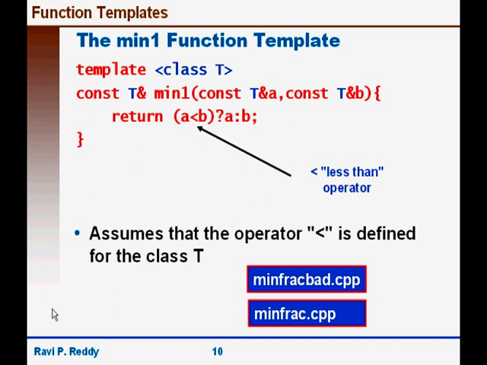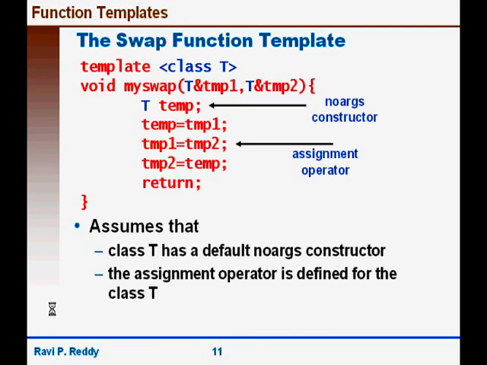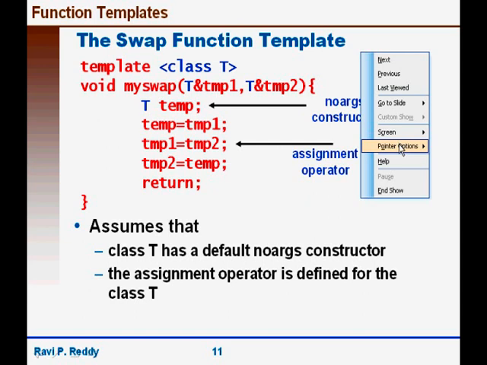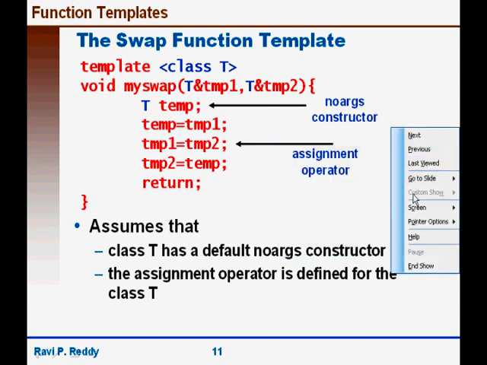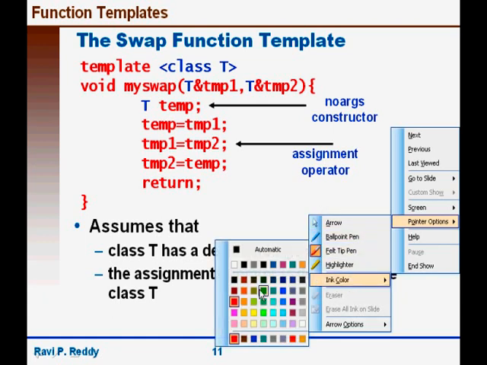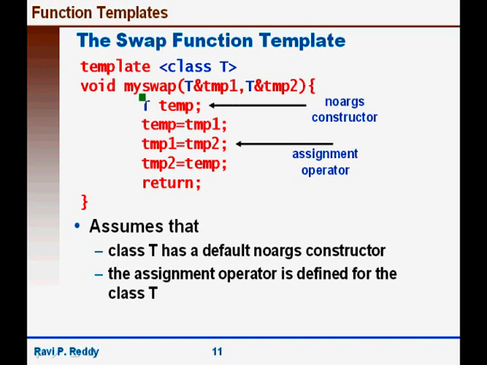That's what we meant in the earlier slide by saying that the class must support the operations in the function template. Let's look at the other example of swap. In this, we have temp1 and temp2 of a type T. So the first thing we do is we declare a temp variable of type T. Now as you can see here, for this line of code to work, the class T must have a default constructor or a no-args constructor. Otherwise, this line of code will not compile. Similarly, here it must have an overloaded assignment operator for these three lines of code to work.